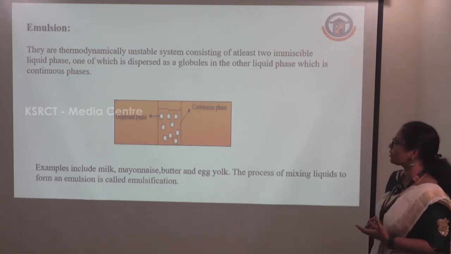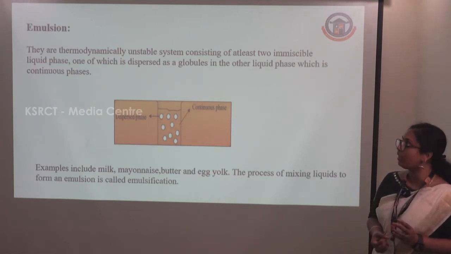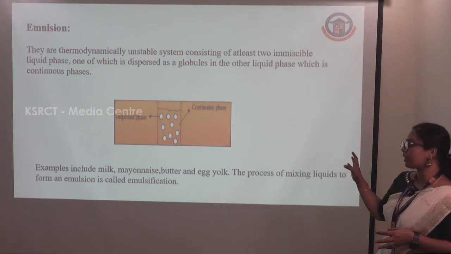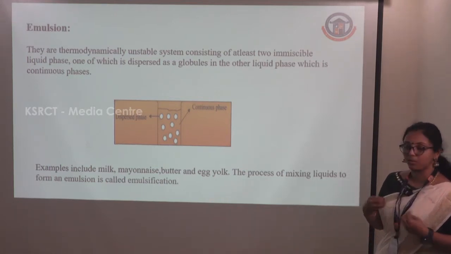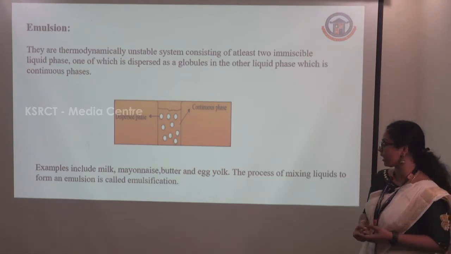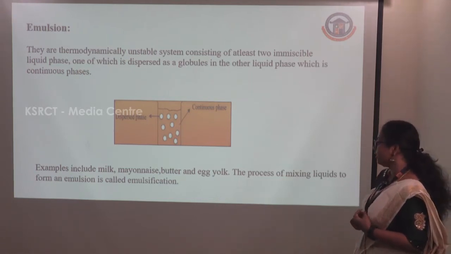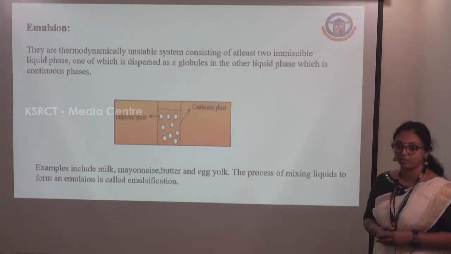Normally, emulsions are thermodynamically unstable systems that consist of at least two immiscible phases. One will be the dispersed phase and one will be the continuous phase. Common examples we see in normal days are milk, mayonnaise, butter and egg. The process of mixing liquids in the form of an emulsion is called emulsification.